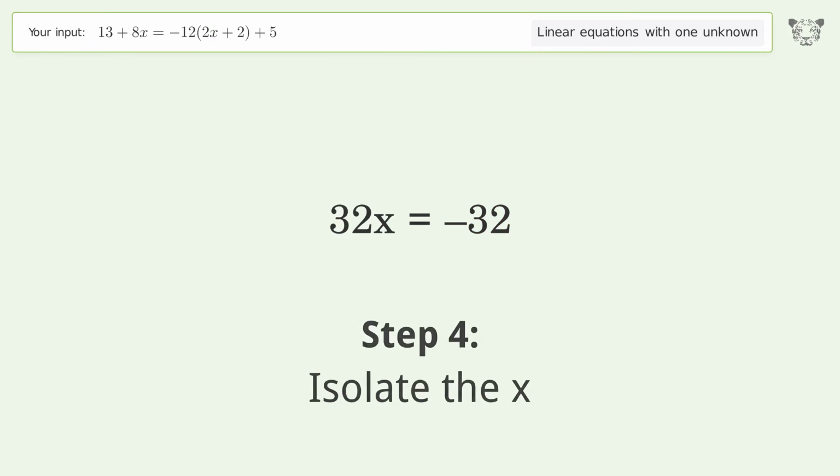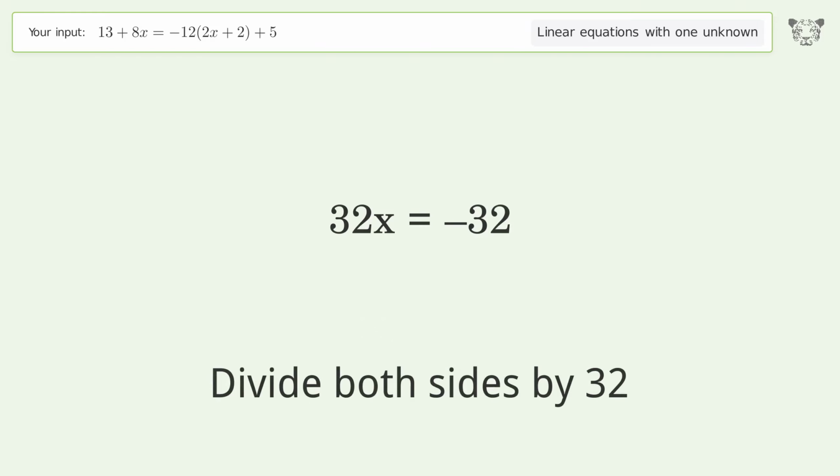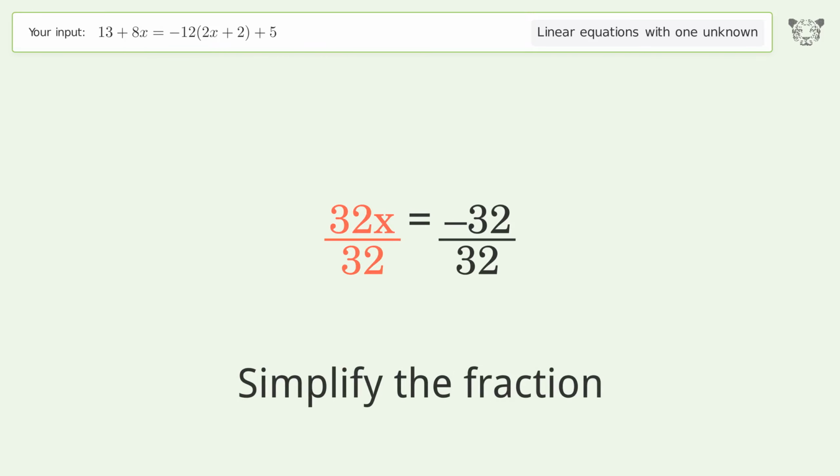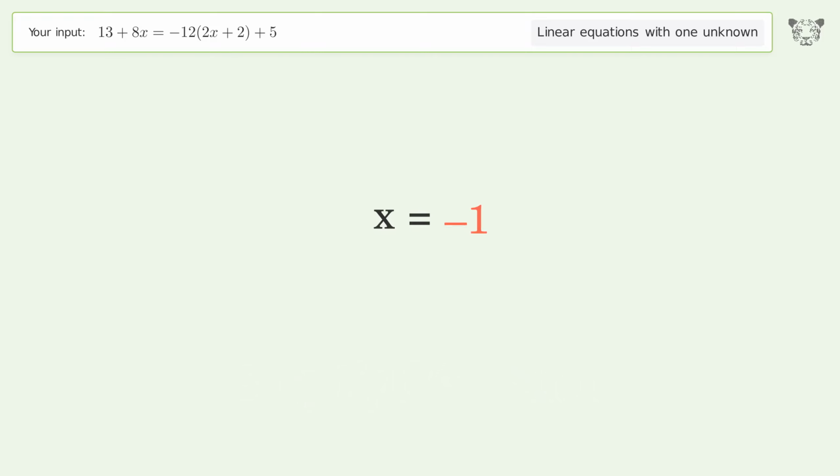Isolate the x. Divide both sides by 32. Simplify the fraction. And so the final result is x equals -1.